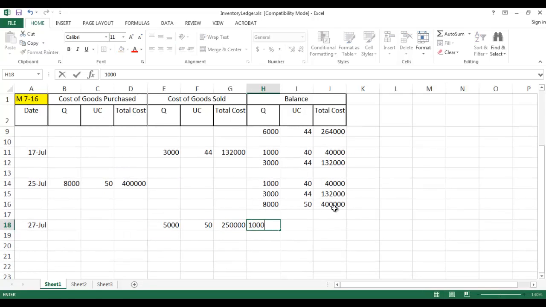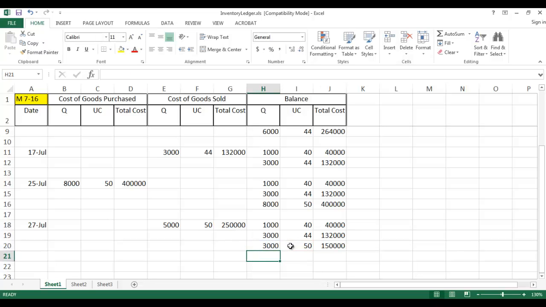Now what do I have left? Well, I've got the 1,000 at 40 that I never touched. I've got 3,000 at 44 that I didn't touch with this sale. And of this 8,000, I got rid of 5, so I've got 3,000 left at 50.